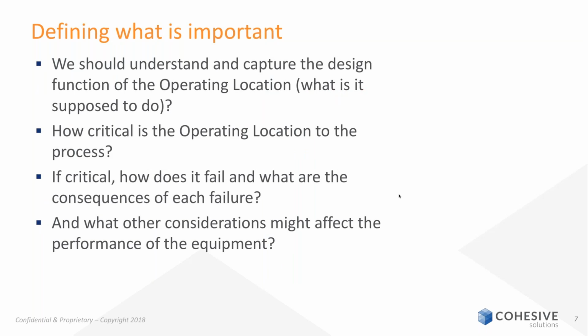So in Maximo, defining what is important and why, we should understand and capture the design function of the operating location. I'm going to use the term operating location throughout the presentation, but in the configuration, we've applied the same principles to the assets. So if a customer is more focused on the asset rather than operating location, that's supported as well. So in order to do that, we need to understand how critical the operating location is to the process. And if it is critical or important, how does it fail and what are the consequences of those failures occurring? And then what other considerations might affect the performance of the equipment. We'll talk about that a little more later.